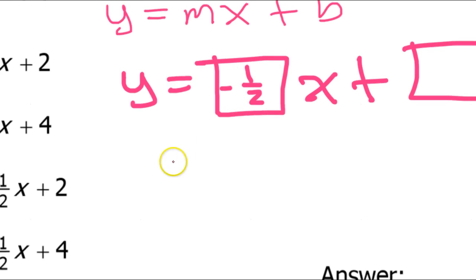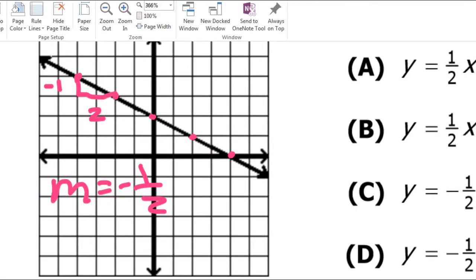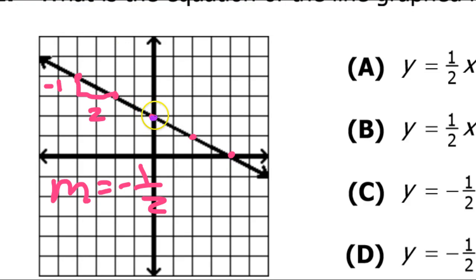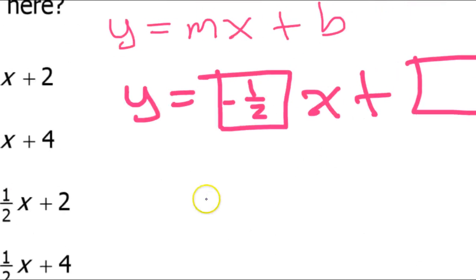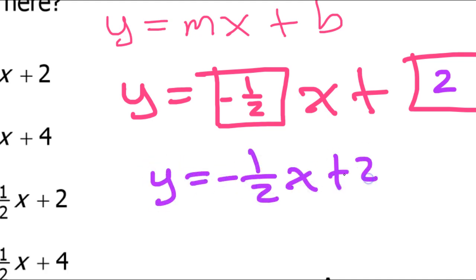That goes in the first box. Now I need to know the y-intercept. Well, the y-intercept is the point where the line crosses the y-axis. Since the line crosses the y-axis right here, the b value is 2, because the line touches the y-axis at 2. So that gives me the overall equation y is equal to negative 1/2 x plus 2.